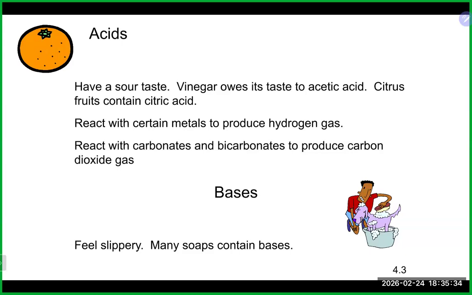Acids have a sour taste. The basic component of vinegar is acetic acid, which is a weak acid. Citric fruit contains citric acid. They react with certain metals to produce hydrogen gas in some of those double displacement reactions you might remember. Like you take a little zinc and a little hydrochloric acid, and it does a little knockout move there, and you end up with some zinc chloride. And when hydrogen gets kicked out by itself, it becomes hydrogen gas.